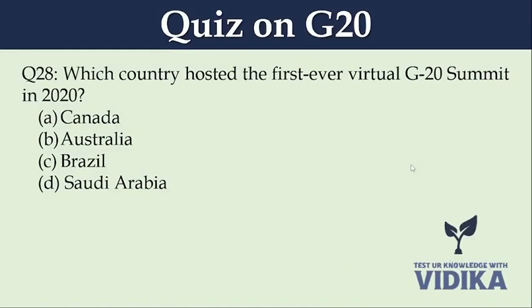Which country hosted the first ever virtual G20 summit in 2020? Option A, Canada. Option B, Australia. Option C, Brazil. Option D, Saudi Arabia.